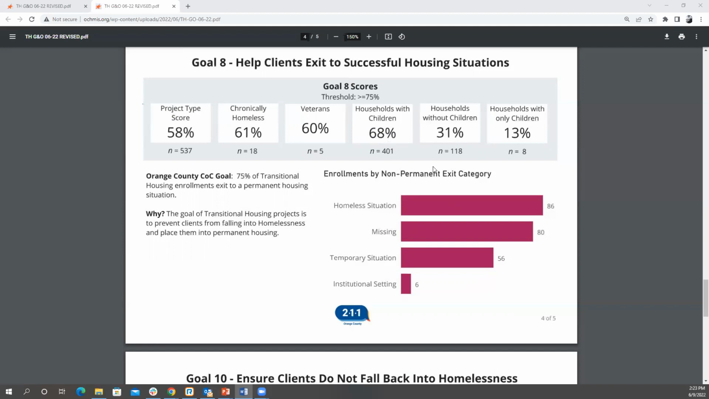For those that are not exiting to permanent housing, they're in most cases either going to a homeless situation or that data was not collected. And then clients are also exiting to temporary situations, and a couple are exiting to institutional settings.